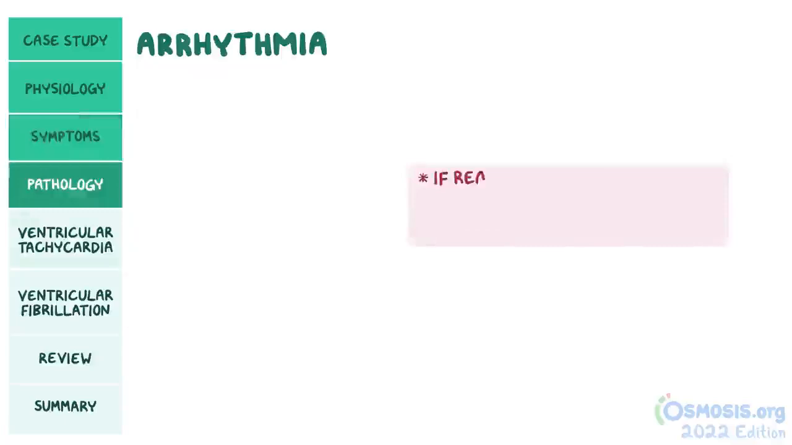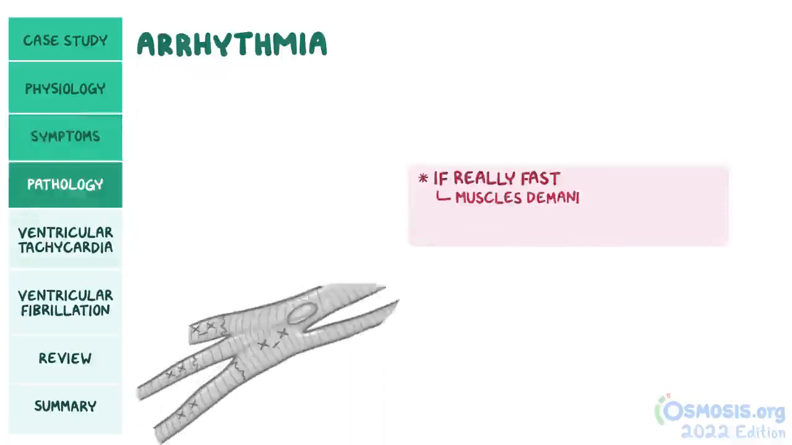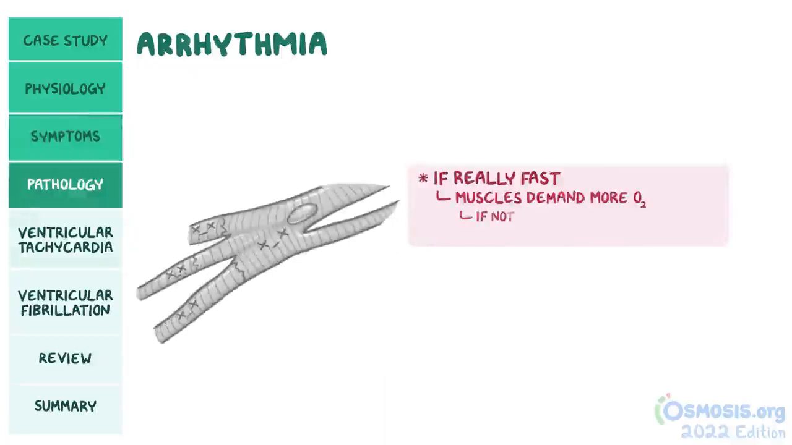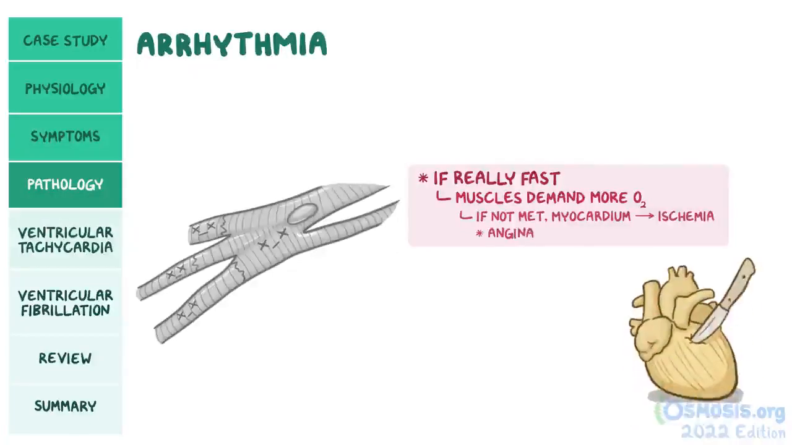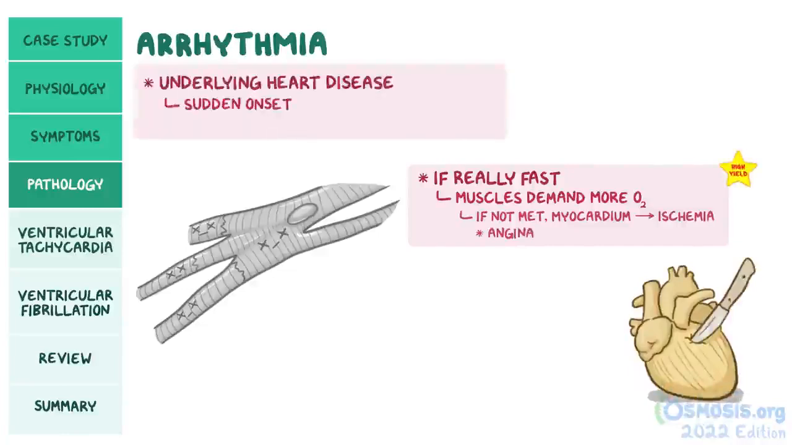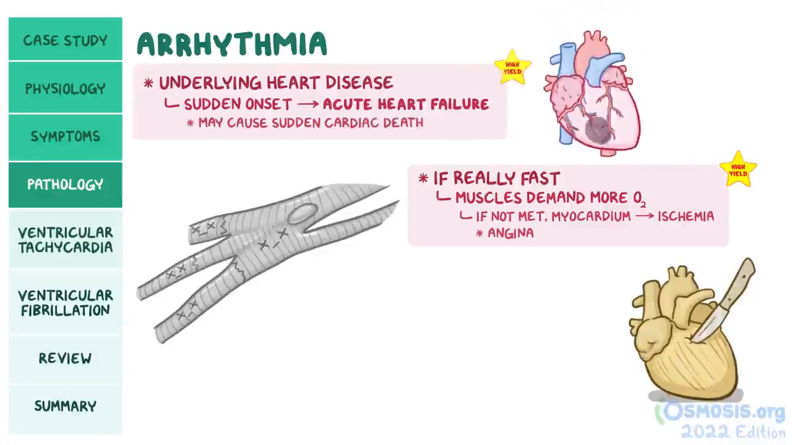If an arrhythmia is really fast, the heart muscles now demand more oxygen, and if oxygen supply is not met, then the myocardium suffers from ischemia, which presents as angina. In people with underlying heart disease, the sudden onset of an arrhythmia can precipitate acute heart failure. Finally, some arrhythmias may also cause sudden cardiac death.